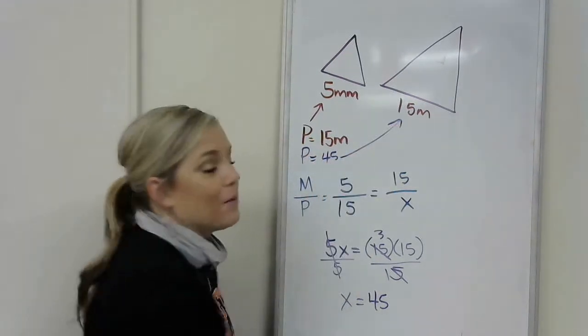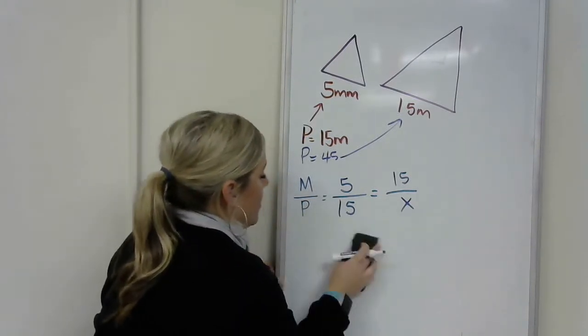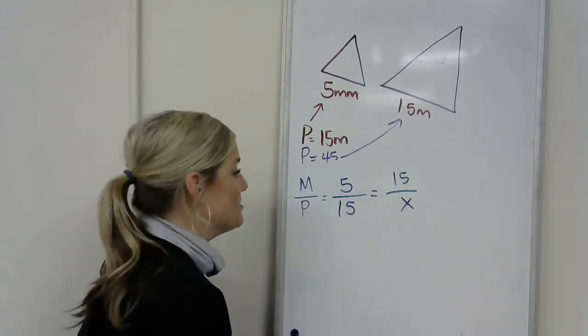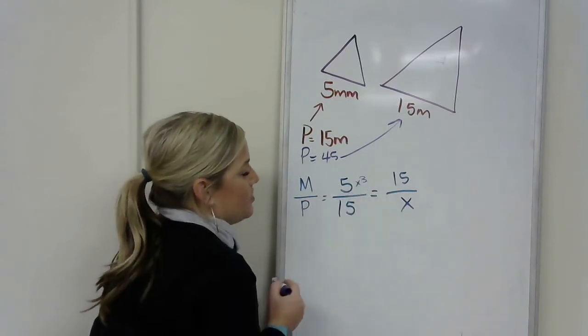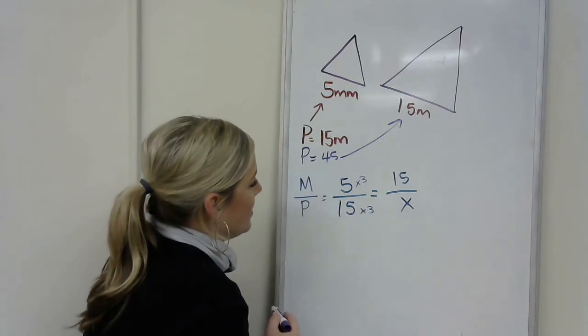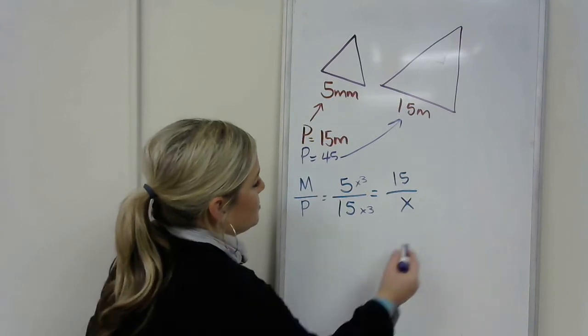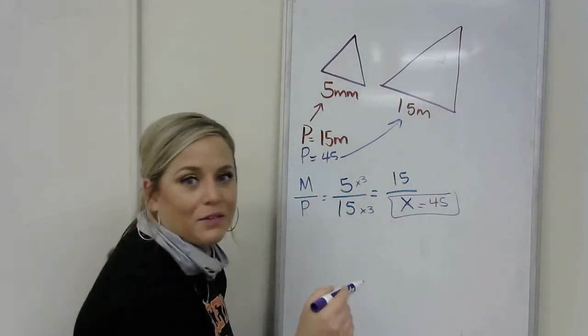I'm going to show you another way. You probably all know how to do this, and that's fine. This is just set up really pretty for me right here, so I can just do it. I know that 5 times 3 is 15, and what I do to the top, I got to do to the bottom. 15 times 3 is 45. My brain went blank there for a second.